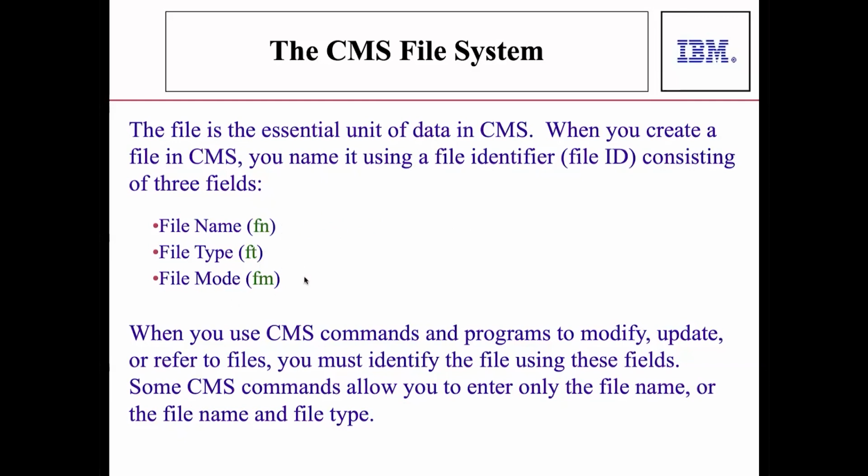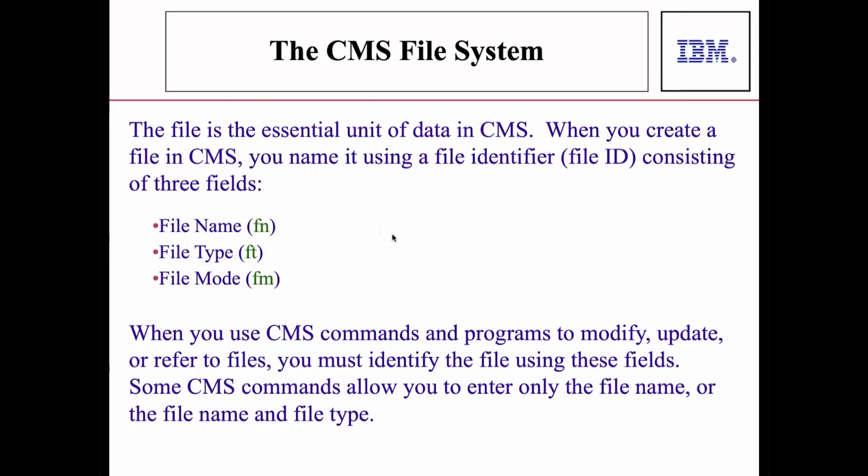The mode is associated with where the file is, so we'll talk about that. Now, there's no dot in between file names and file types. There are spaces, so that's why I say 3 fields. It really looks like 3 words, basically. So, it's file name, space, file type, space, file mode, which is a complete description of a file in CMS, a file identifier.